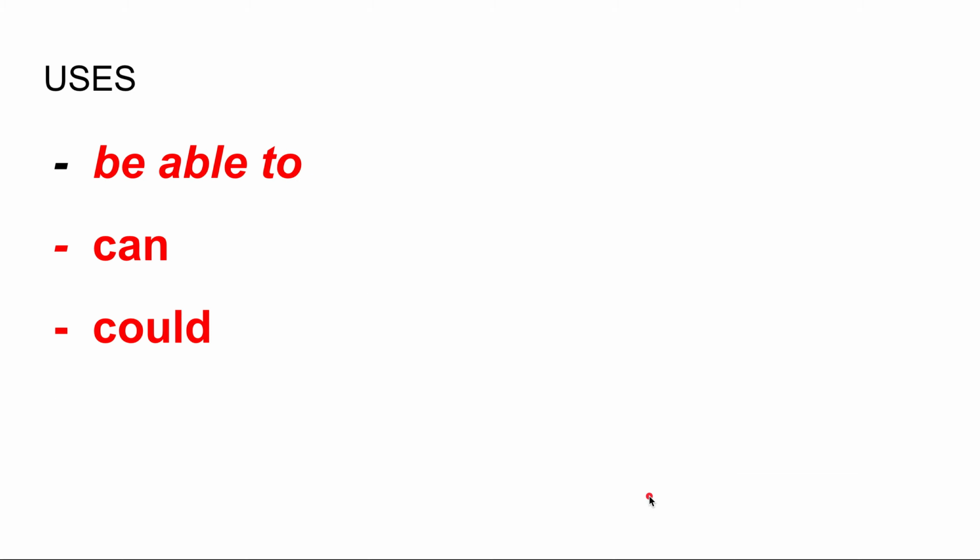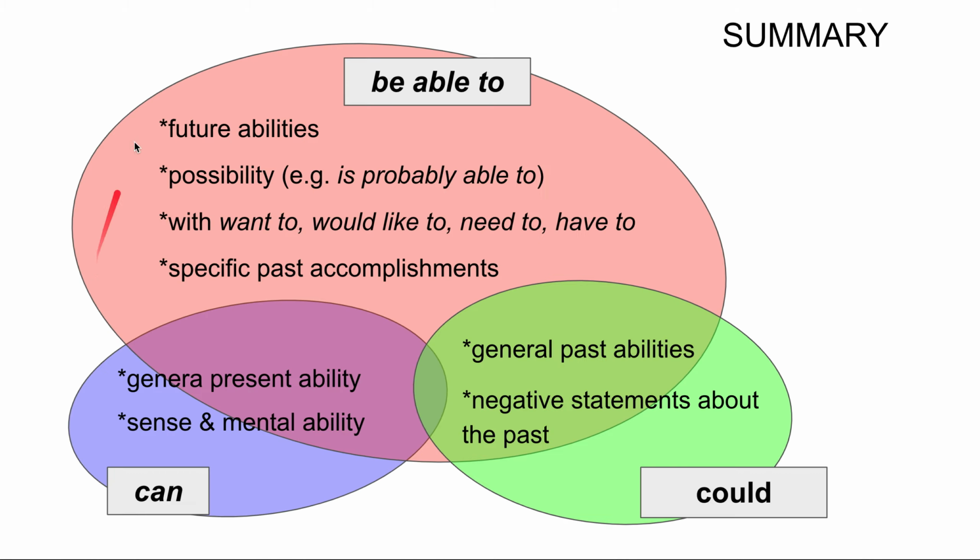Okay. Now we're going to talk about the uses. This is probably the most important part. We're going to be looking at the uses for be able to, can, and could, but we're focusing on be able to and what can and could cannot do. So here's a chapter summary very quickly.